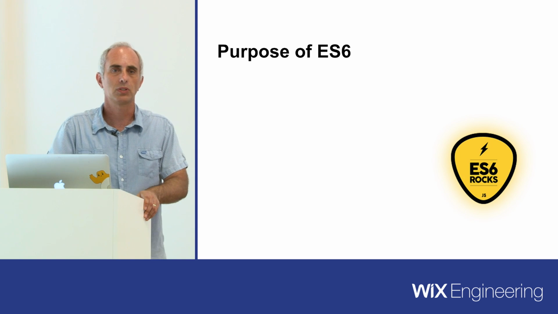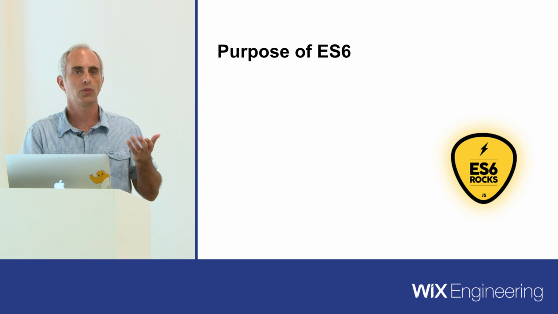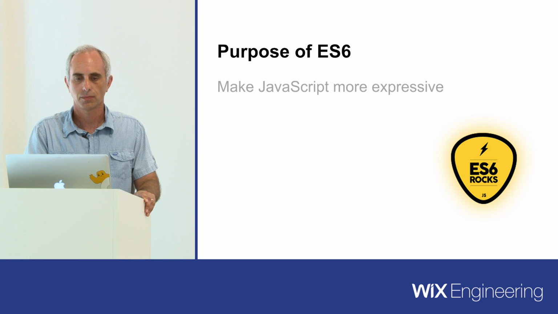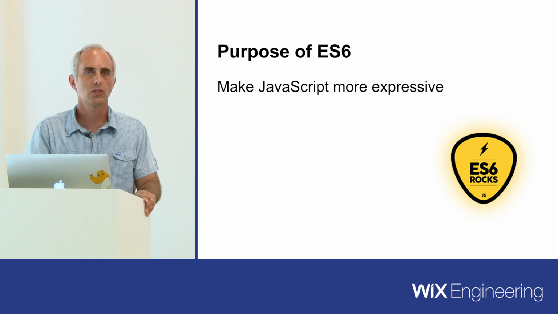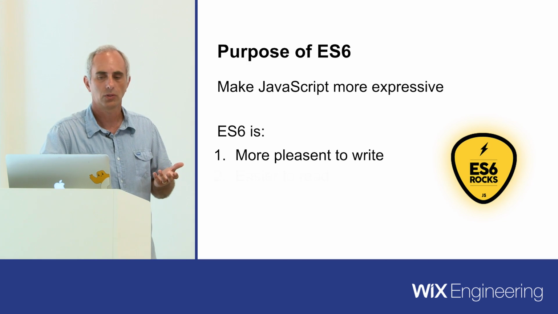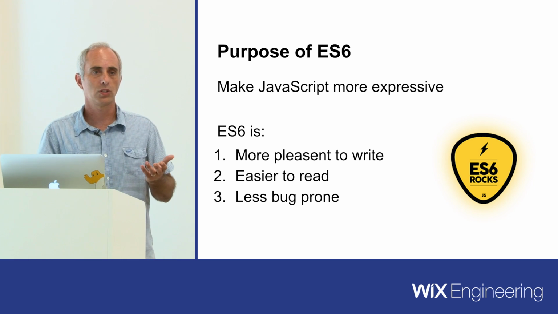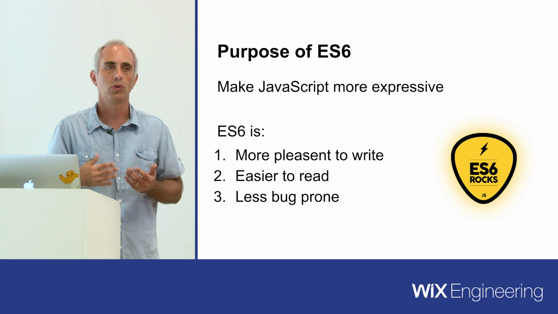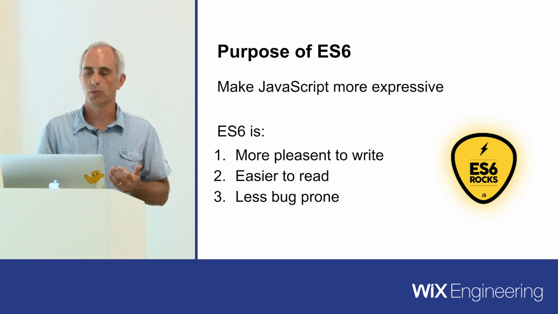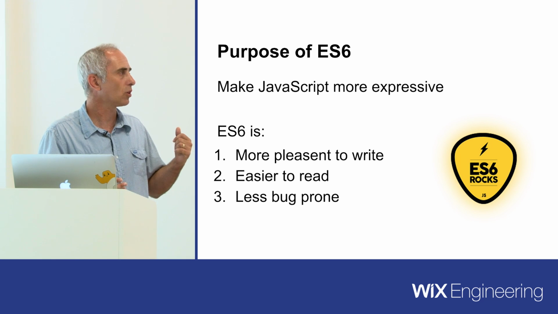Let's talk a little bit about the purpose of ES6 itself, and then we can see how both iterators and generators fit into that. So the purpose of ES6 is not to enable us to do stuff that we couldn't do before. It's more about making JavaScript development a more pleasant and useful and worthwhile practice. So ES6 is more pleasant to write, it's easier to read, and consequently, it's less bug prone. Because if our code is easier to write and we write fewer lines of code, then generally we will have fewer bugs. So that's really the purpose of ES6.